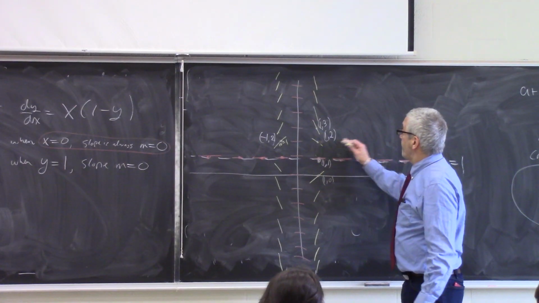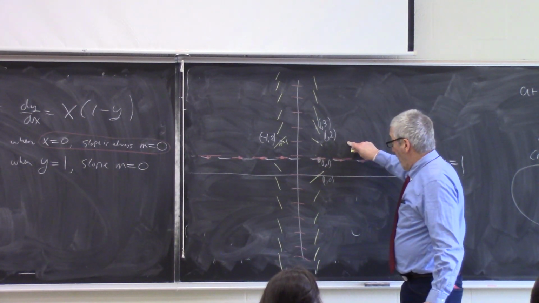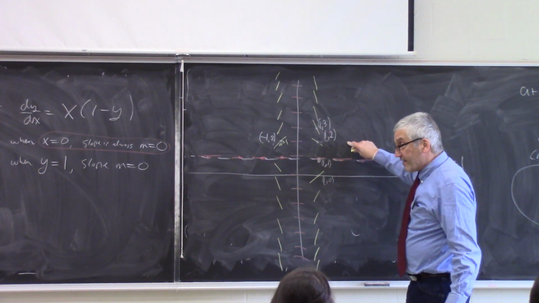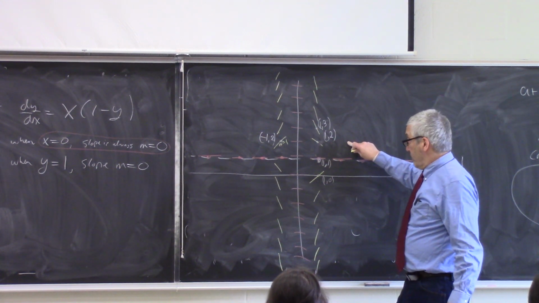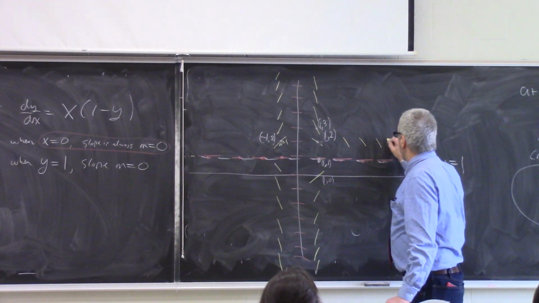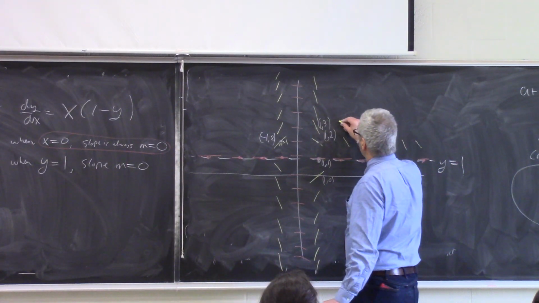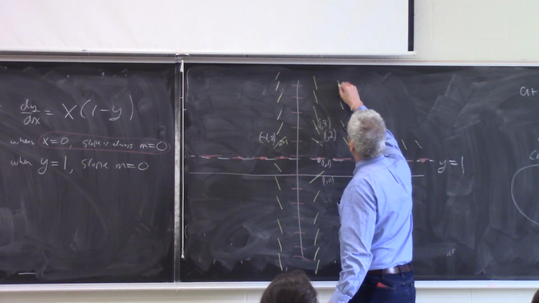Now what happens if I go farther out? If I go farther out on this line, I'm still at, say, y equals 2, and I go to x equals 2, then my slope, instead of being -1, is going to be -2. So my lines get steeper as I go out here on each of these.